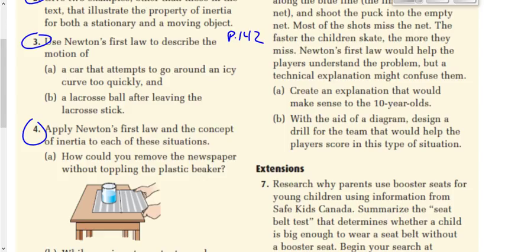Let's look at number 4. It says, apply Newton's first law on the concept of inertia to each of these situations. The first one here is exactly the demonstration that we did in class a little while ago. How could you remove the newspaper without toppling the plastic beaker here? Do it really quickly, right? If you do it really quickly, then the net force acting on the beaker will be 0. And what's going to happen to it? It's going to stay at rest, right? It's in a state of static equilibrium. It'll stay at rest because there's no unbalanced forces acting on it.